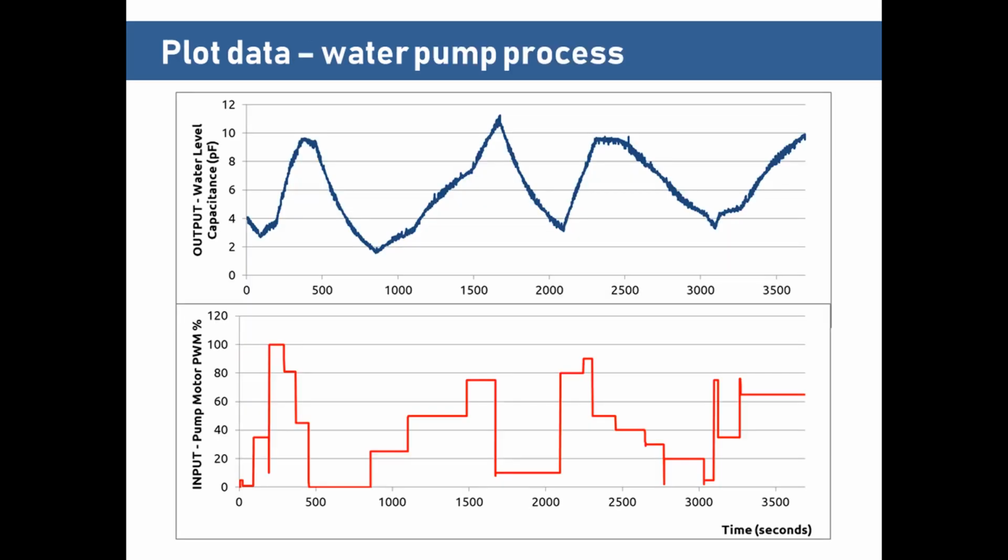If we were to plot this data, we could see the input and output over time. Here we've got the inputs down the bottom in red and outputs on the top in blue. In Conjecture, we're going to model this data so that we can represent how the input relates to the output and gain a better understanding of our system.